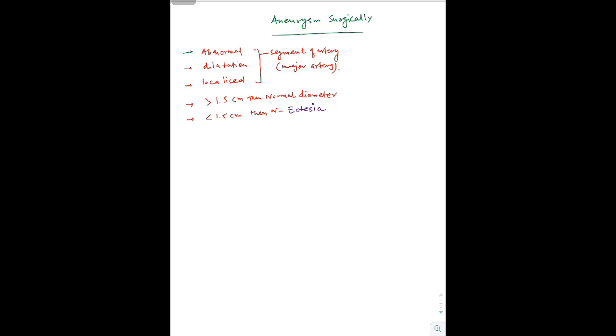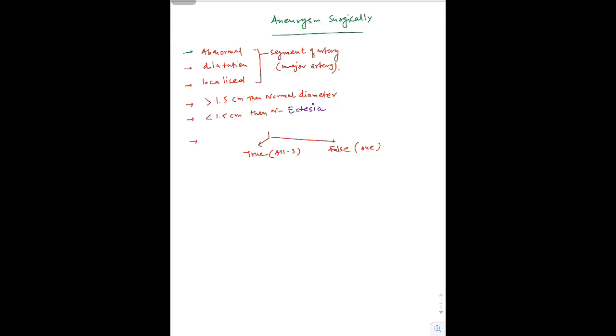So now we'll take a little bit of review about the types of aneurysm according to its layer involvement of the artery. So basically there are two types of aneurysm, and those two types are true and false aneurysm. In true aneurysm, all the three layers will be involved. In false aneurysm, only one layer will be involved.